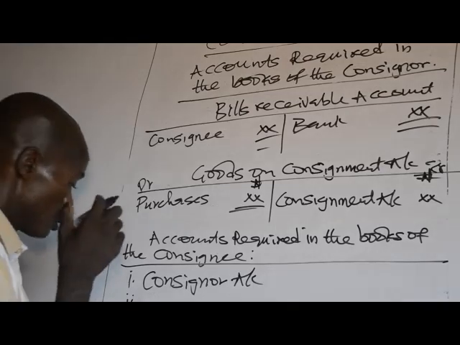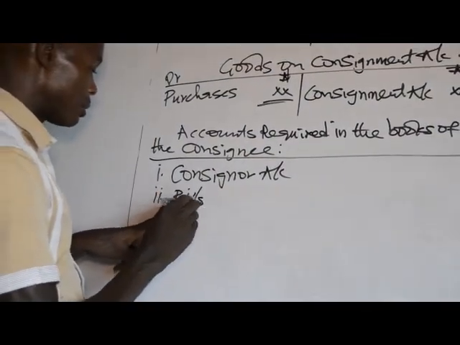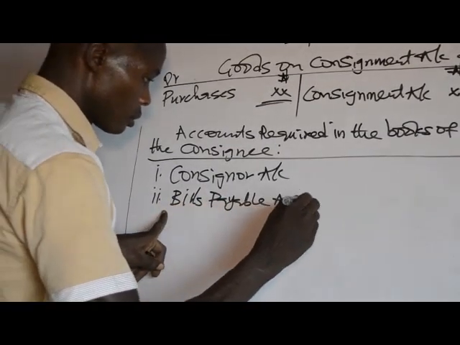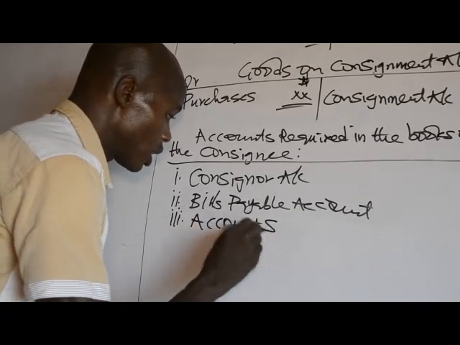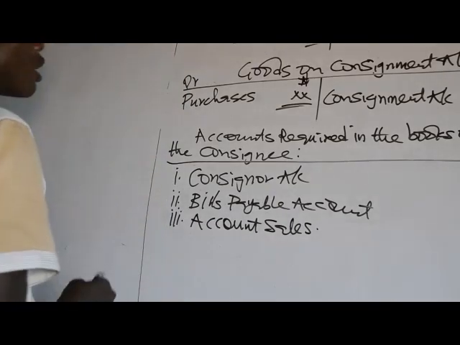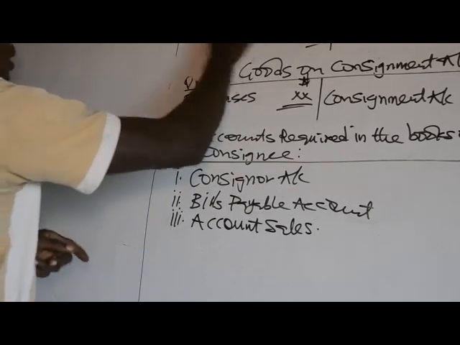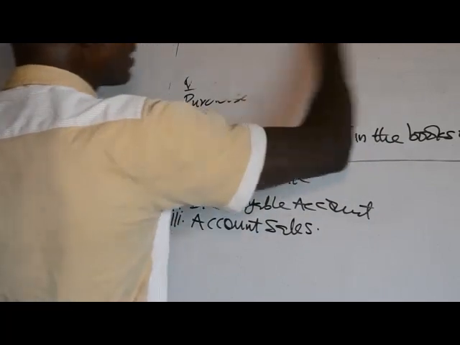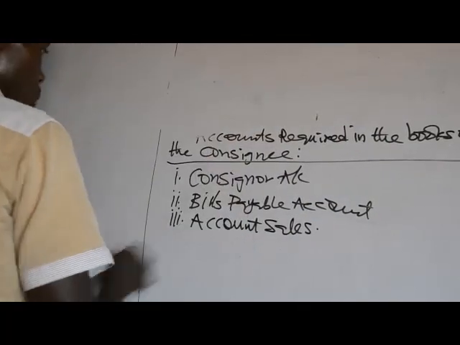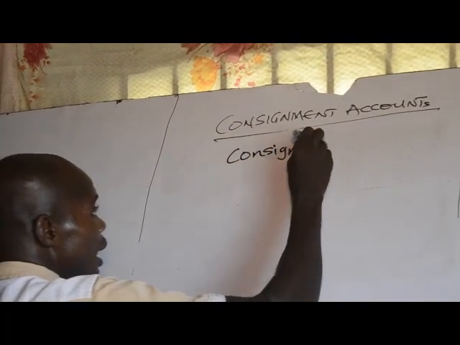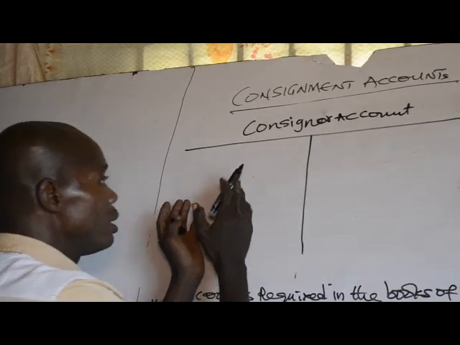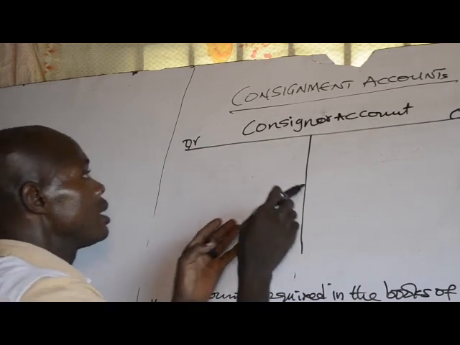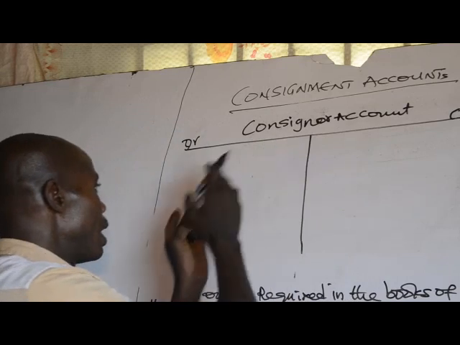Two, then we have bills payable account. And number three, account sales. Now remember, I've told you that the relationship between the consignor and the consignee is a form of debtors and creditors relationship. So the consignor is a creditor. So to open the consignor account in the books of the consignee, it's just the opposite of the consignee account, meaning that what has been debited in the consignee will be credited in the consignor account, and what has been credited in the consignee account will be debited to the consignor account.